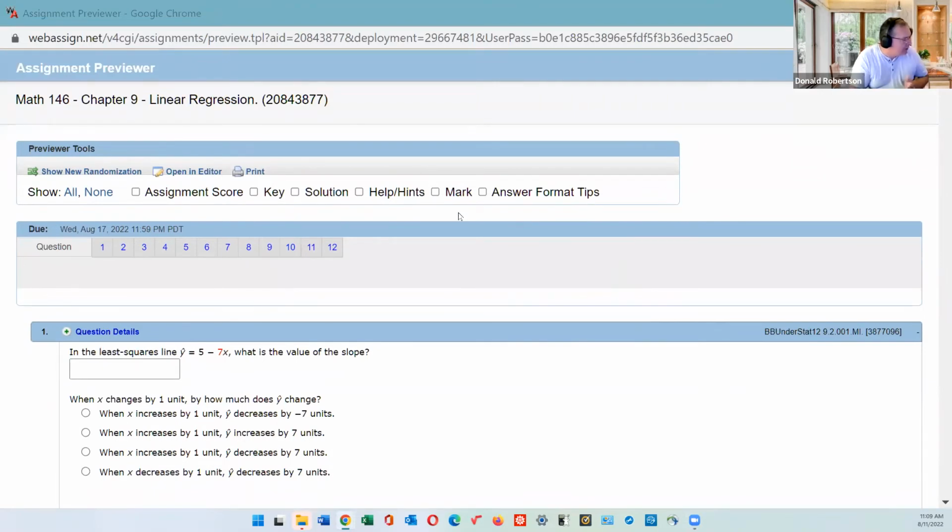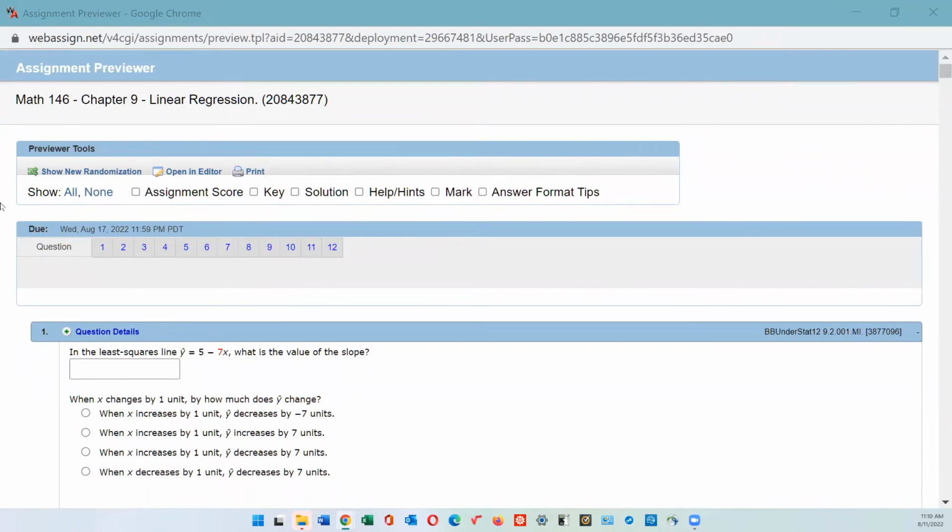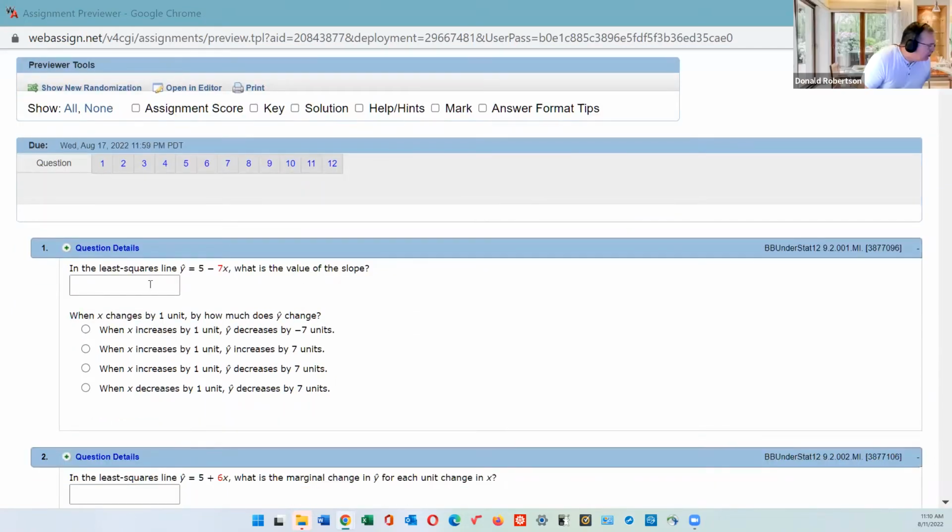Okay, so are you looking at chapter 9 linear regression? Is that what you see on your screen? Yes. Good. Okay, so there are 12 questions. So here we go. The least squares line. There's the formula: the predicted y is 5 take away 7x. And it asks, what's the value of the slope? The answer is nothing too clever, -7. If they'd asked you what the y-intercept is, wouldn't you put in 5?